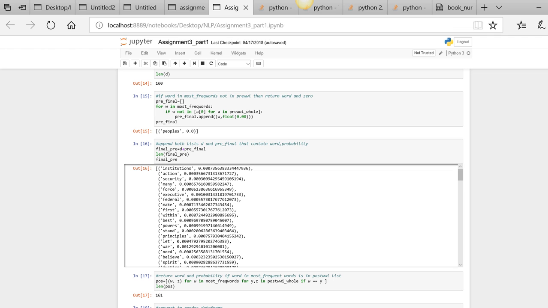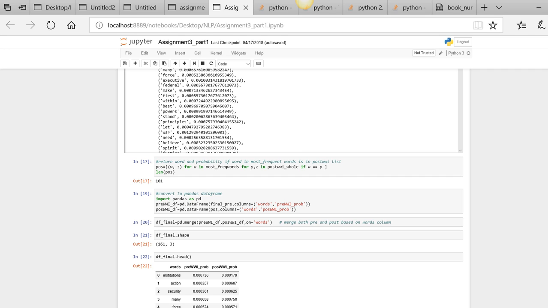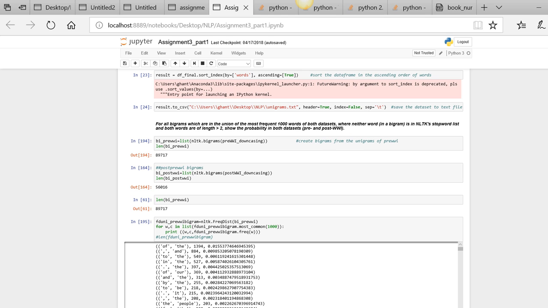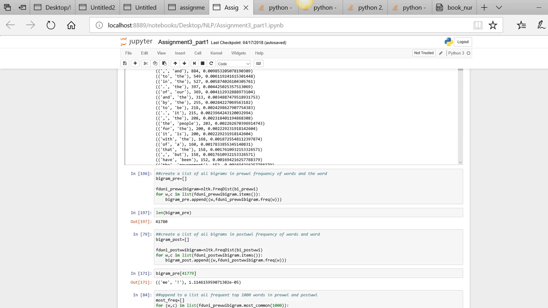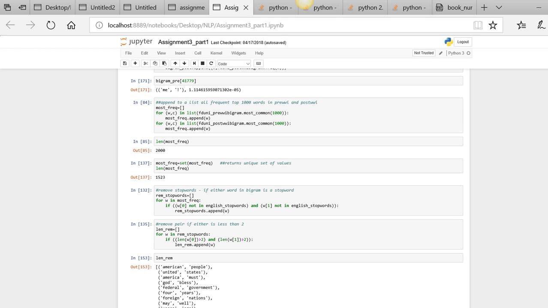In a similar way for post, I calculated it, and both lists were converted into a pandas data frame, merged, sorted in ascending order and saved to a text file. The same logic was used to generate the bigram frequency distribution, just that I calculated the most frequent words for 1000 instead of 200. The logic was the same.